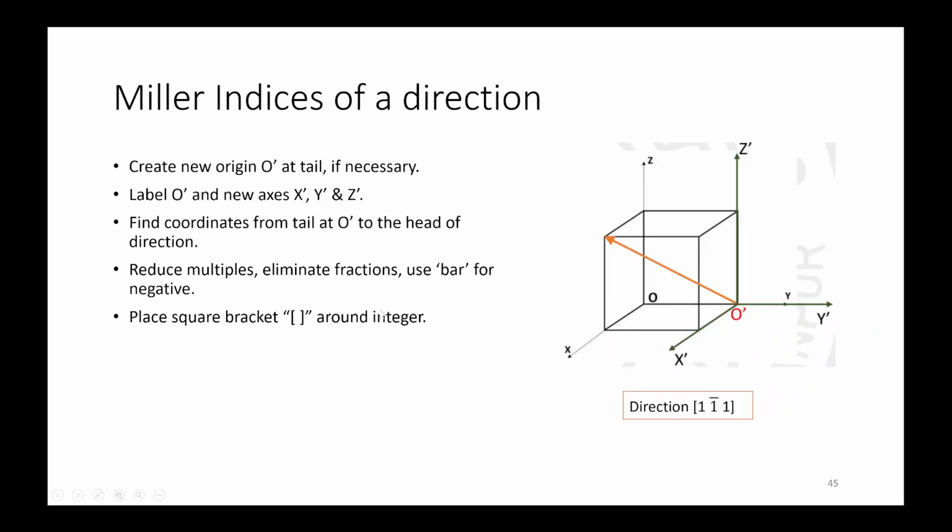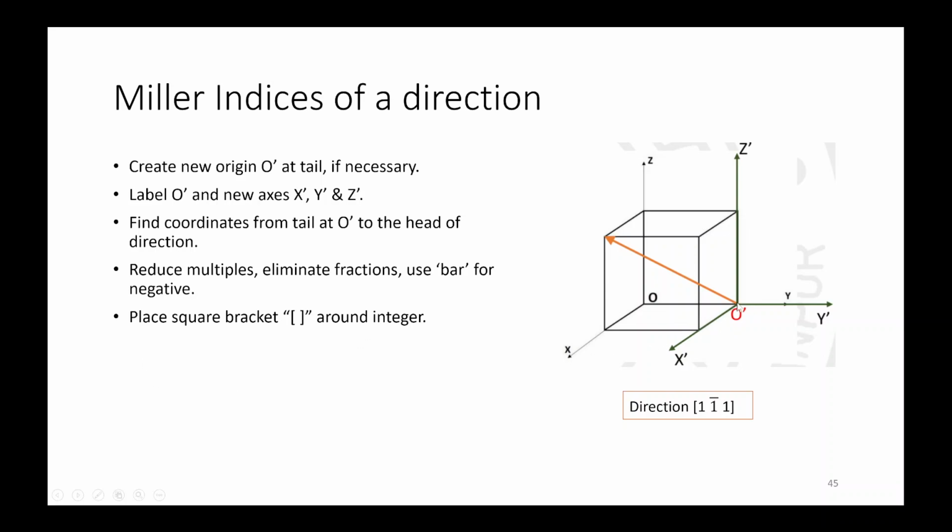In case of direction, you have to create a new origin, O dash, at the tail. So you can shift the origin as well for simplicity. We label O dash and then again you label your axes: x dash, y dash, z dash. Now we find the coordinates from the tail at O dash to the head of the direction. Now we reduce multiples, we eliminate the fractions and use a bar for negative, similar to the previous one. Then you have to place a square bracket around the integers.